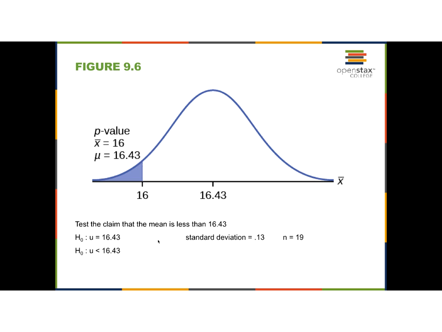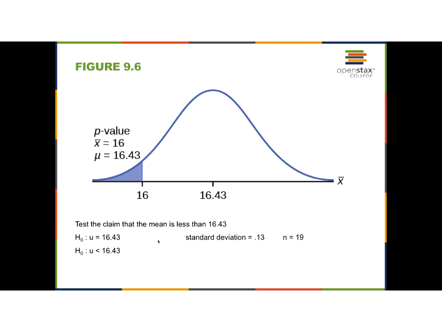And if your calculated p-value is less than your level of significance, then you would reject H naught. If it's greater than your level of significance, you fail to reject H naught. And the question is really why. That p-value is the probability you would get that result by chance if that null hypothesis were actually true.